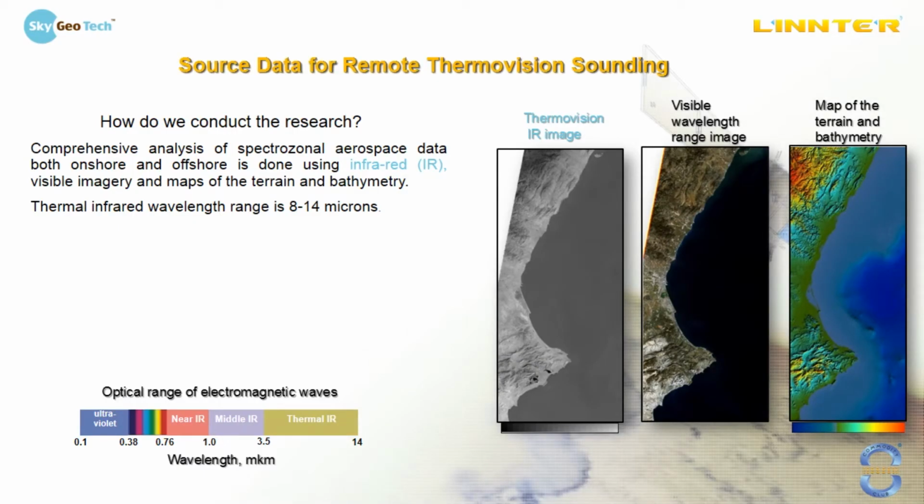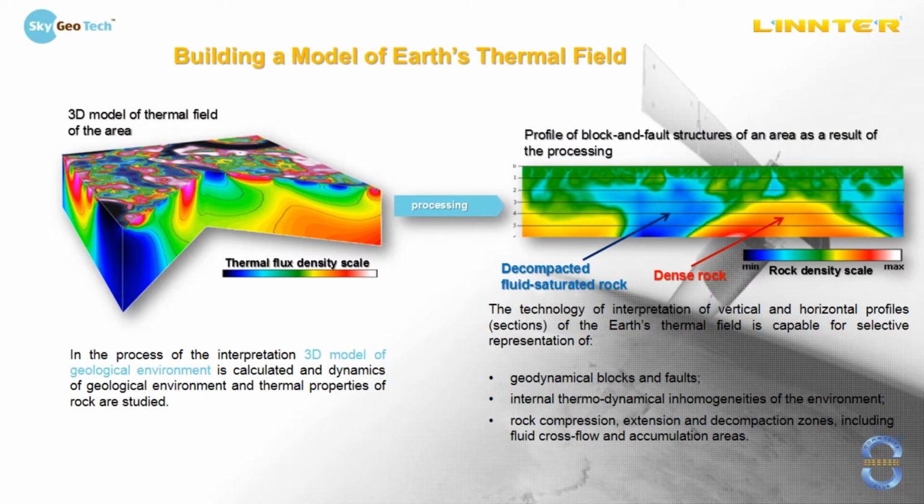As a source in the basic data, we use infrared images with the wavelength range from 8 up to 14 microns. We also use visible range images and map of the terrain and bathymetry if necessary. After some calculations, as a result, we get a 3D model of thermal field of the area. Red color shows us high temperature, blue color is for low temperature, and transitional zones are shown by green color.